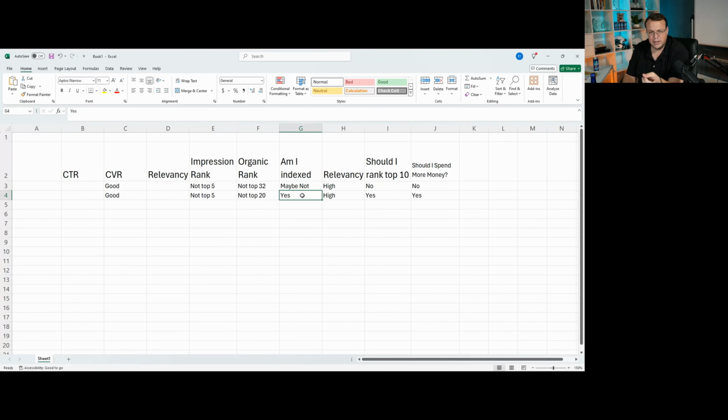So this one is indexed. It is relevant. I should rank in the top 10, meaning that the majority of the competitors in the top 10 are similar to my product. So therefore, I definitely should go spend more money on this keyword because I am not in the top 5 in impression rank. There's opportunity for me to spend money. Now, do you see how going down a decision tree of what could fit in this bucket is very different, right? So two different outcomes, two different situations, but the keyword showed up in the same bucket.